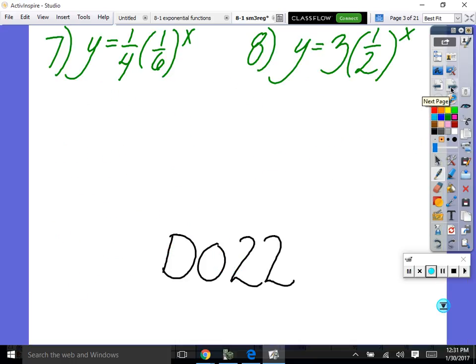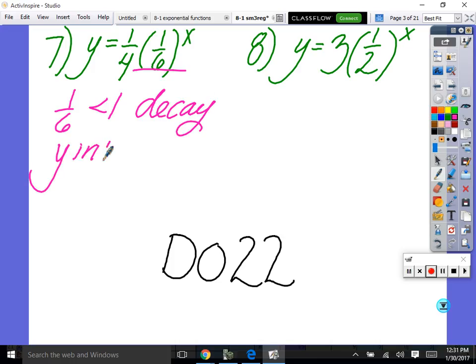Now number 7, exponential growth or decay? We only look at 1/6. 1/6 is less than 1, so this is exponential decay. Our y-intercept is when x is equal to 0. So we're going to get 0, what?